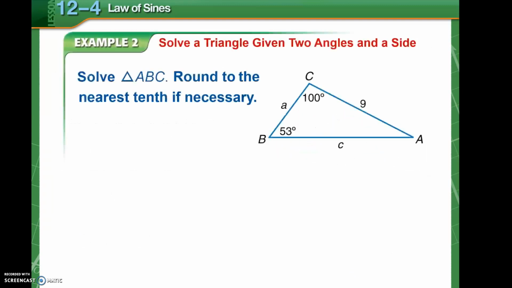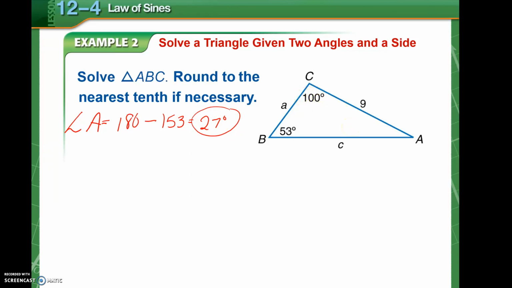Here I'm going to solve triangle ABC. That means I want to find angle A because I don't have that, side A, and side C. Let's look for angle A first. Angle A is going to be 180 minus the sum of these two angles, so 180 minus 153 equals 27 degrees. So there's one thing found. Now I need to find side A and side C.